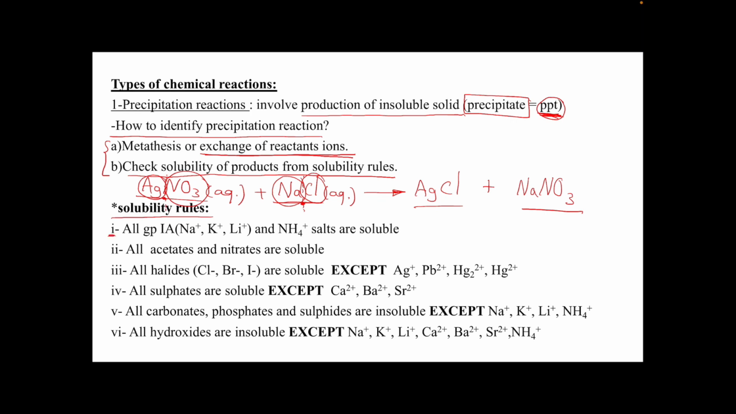Okay, let's start with solubility rule number 1. All group 1A sodium, potassium, lithium ions and ammonium ion salts are soluble. All group 1A and ammonium salts are soluble.